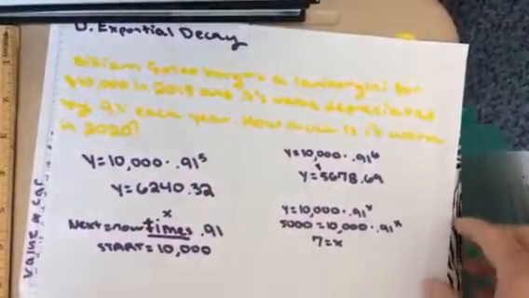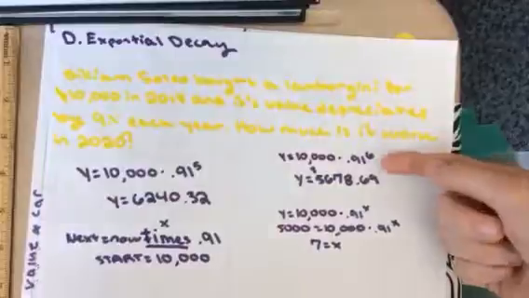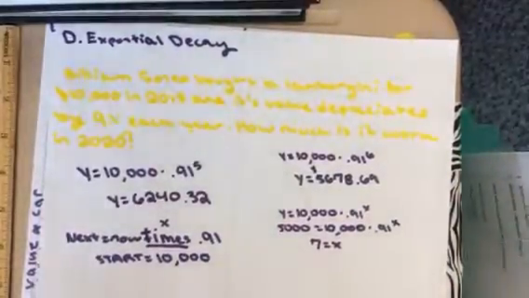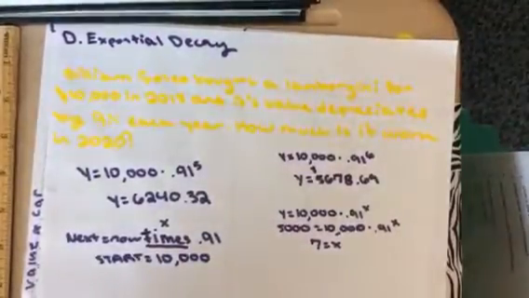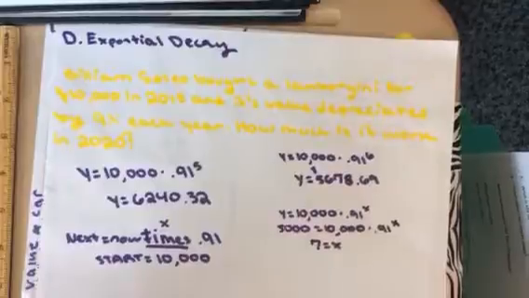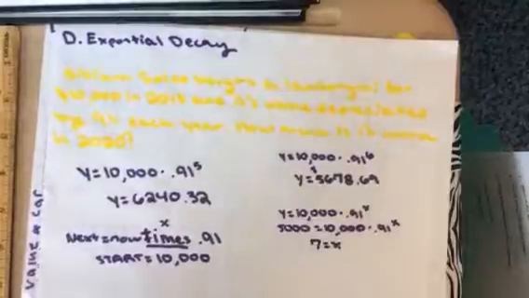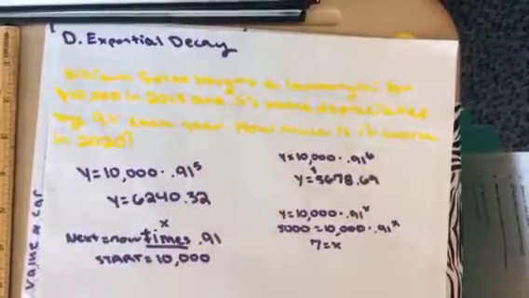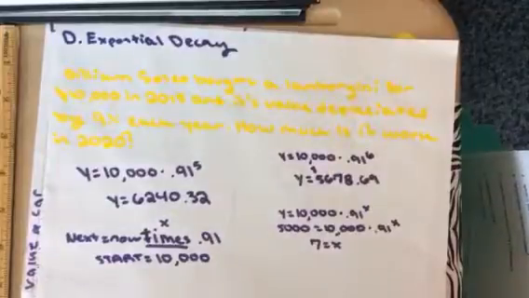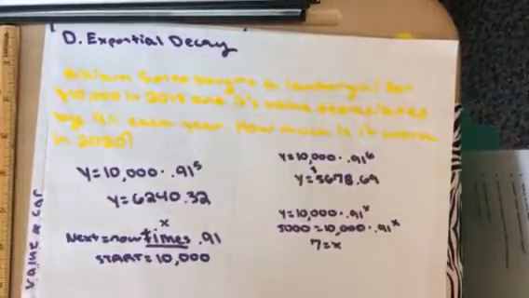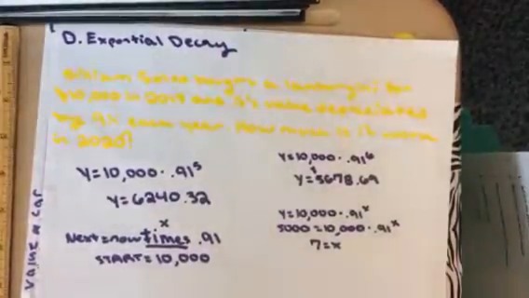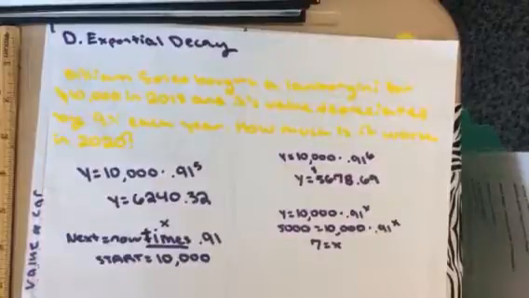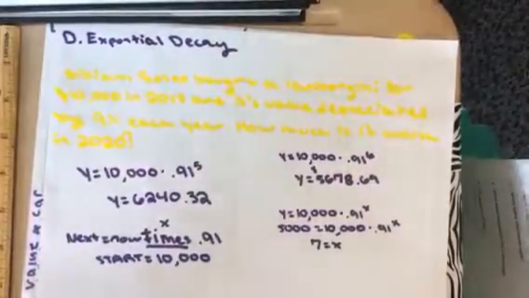And we have another example of using our equation to solve for 6 years later, which gives you $5,678.69. And we also have an example of solving to find when it would be worth exactly $5,000. And according to the calculator, the first year that it is worth $5,000 or less is 7 years later. And we also have our next equals now equation, which is next equals now times 0.91, start equals 10,000.